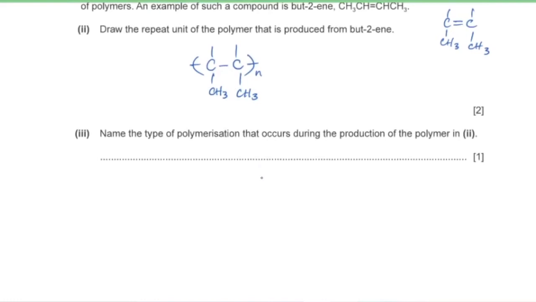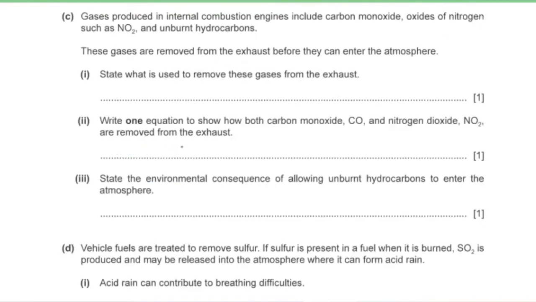Part 3, name the type of polymerization that occurs during the production of the polymer in part 2. So this kind of polymerization is known as addition polymerization. Part C, gases produced in internal combustion engines include carbon monoxide, oxides of nitrogen such as nitrogen dioxide, and unburned hydrocarbons. These gases are removed from the exhaust before they can enter the atmosphere. State what is used to remove these gases from the exhaust. So we use a catalytic converter in our car exhaust to convert all these harmful gases like carbon monoxide and oxides of nitrogen to less harmful ones.